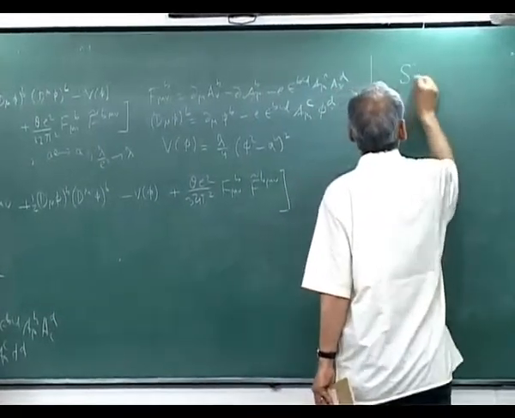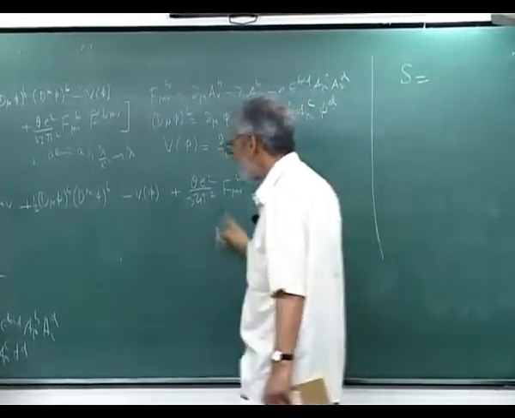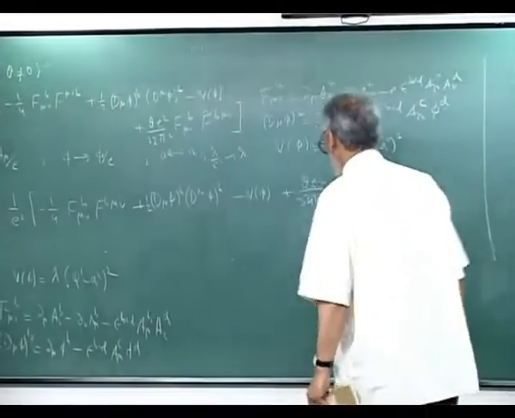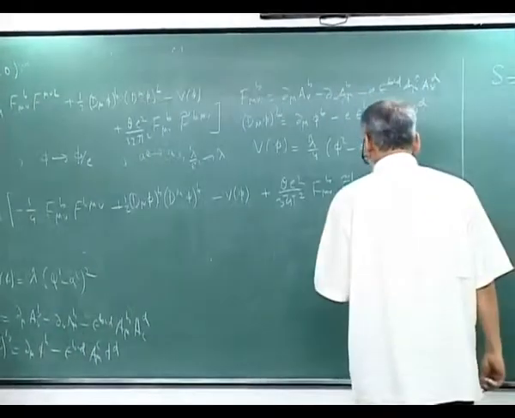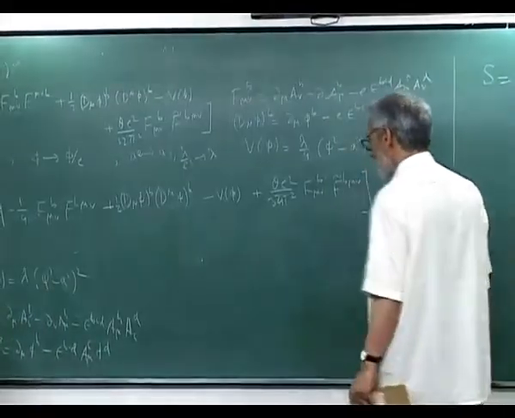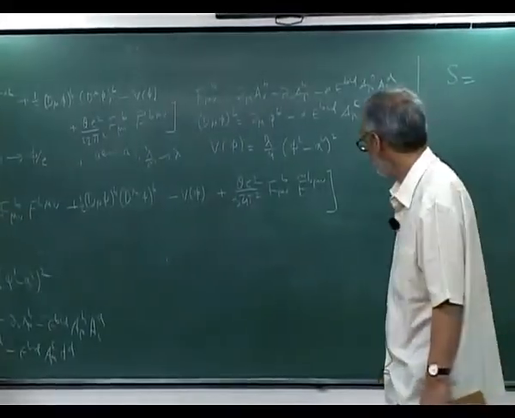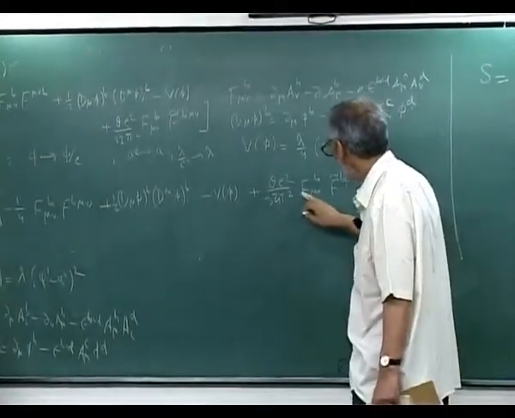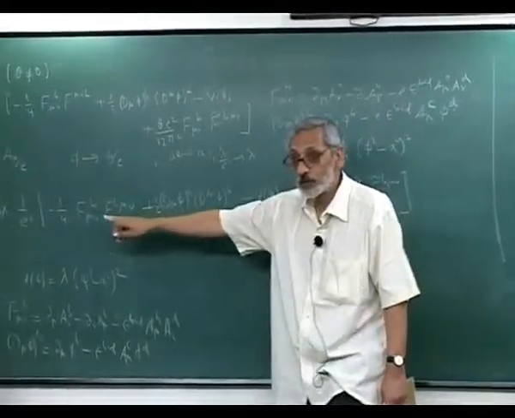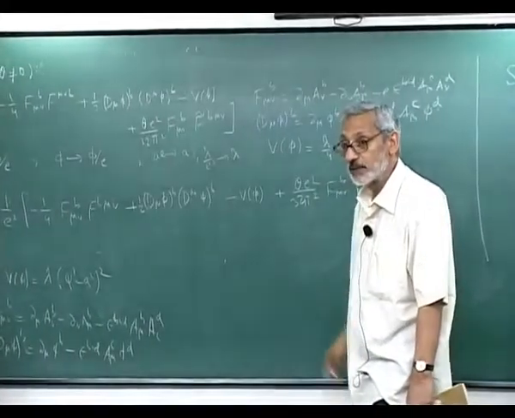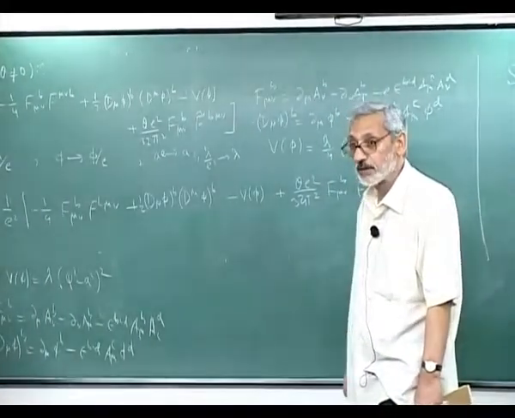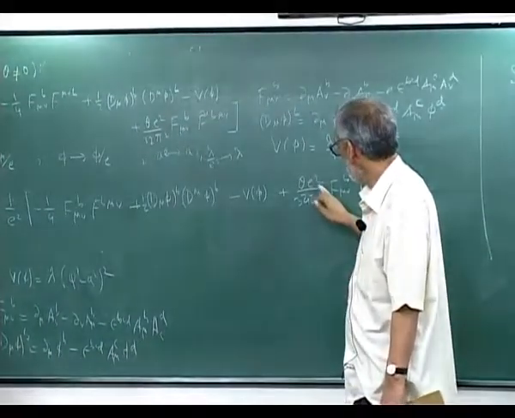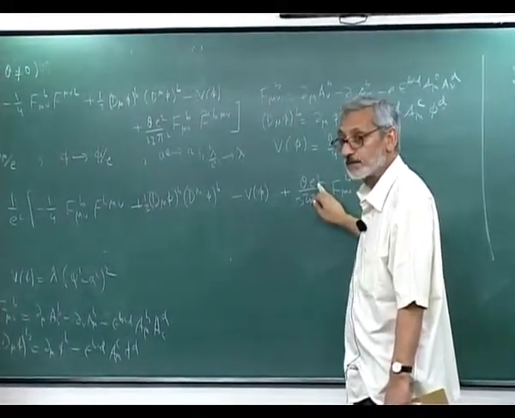If I do this, I can rewrite this whole action in a particular way. Say it again. Last term will not have an e square. Yes, but I have taken 1 by e square completely out. So that will cancel this, and so there will be an overall 1 by e square.